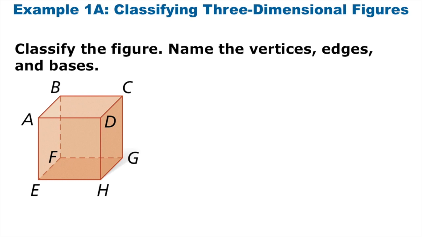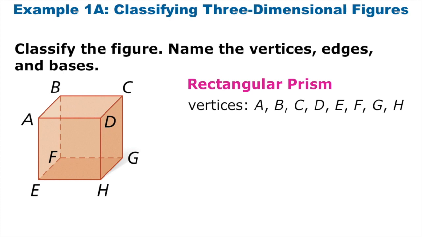Next, it wants us to name the vertices. Vertices are all of the points, which are the corners of your shape. Since we name points with 1 letter, you would list all of the letters for your vertices. The next thing it asks us to find are the edges. Edges are the segments, so we would have to name it as a segment, and that's going to be 2 letters with a line above it. So here's a list of all of the edges.